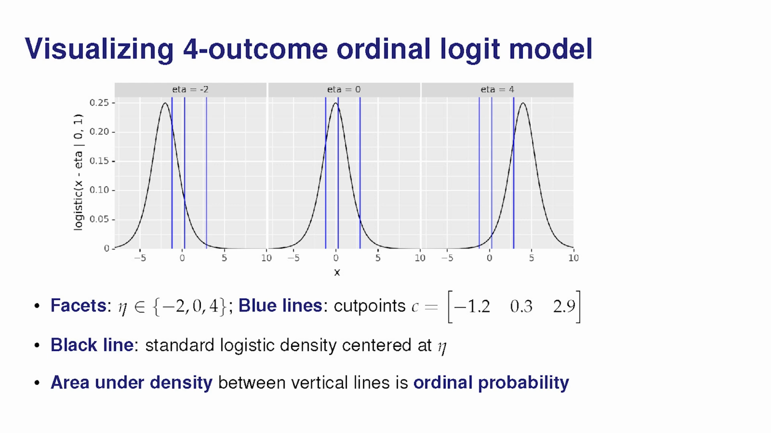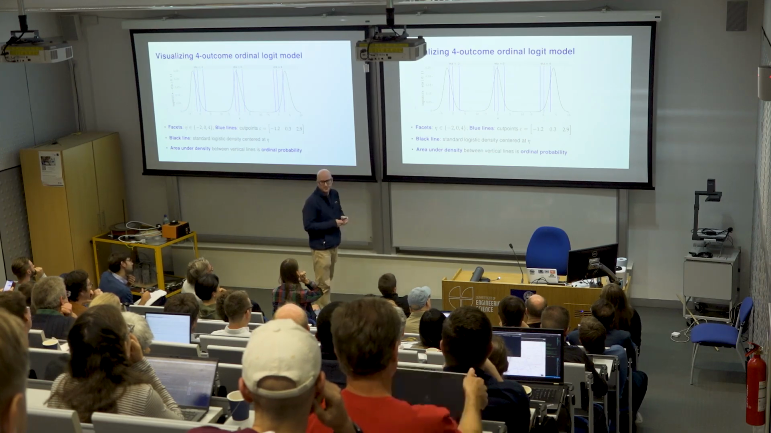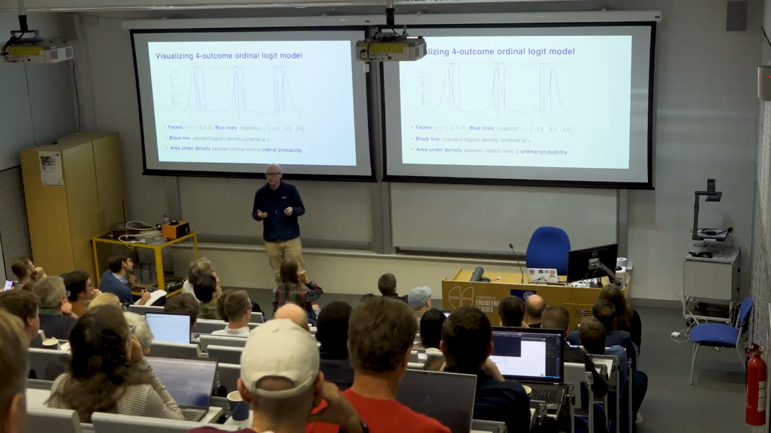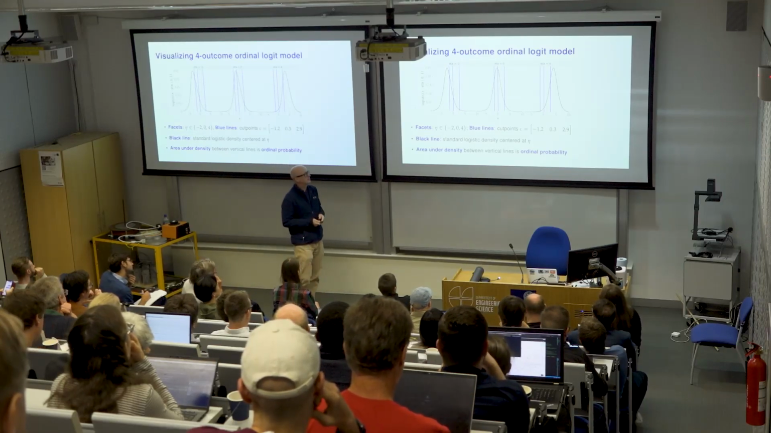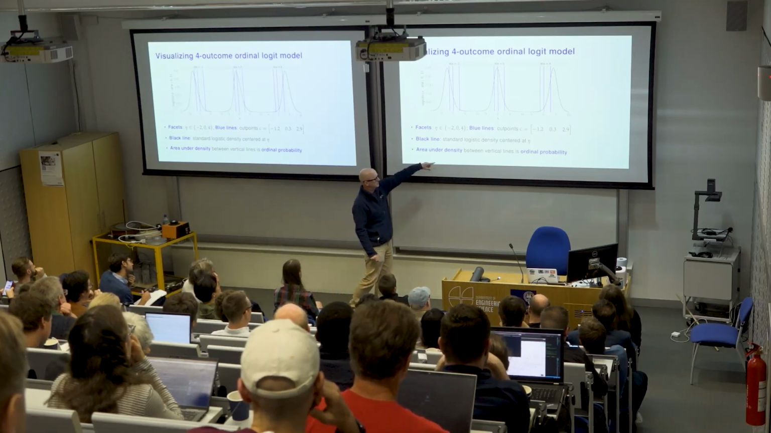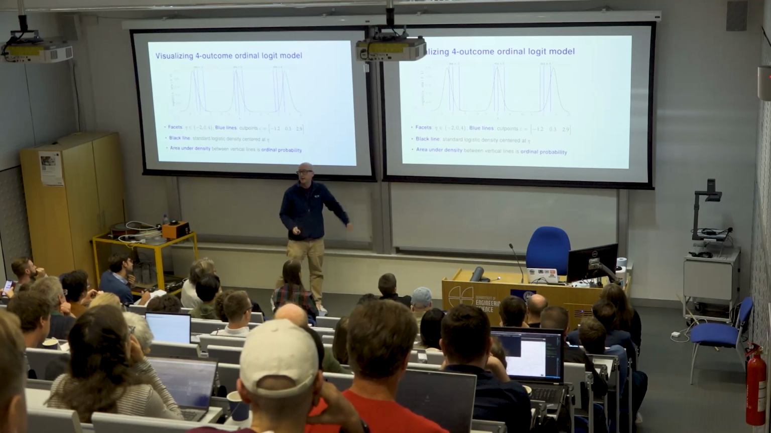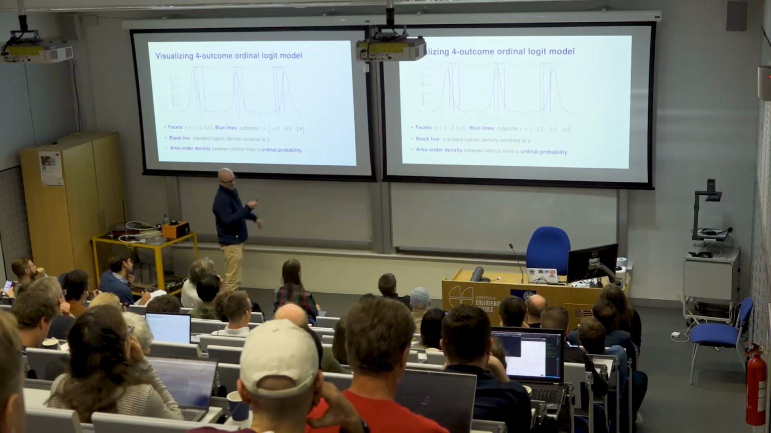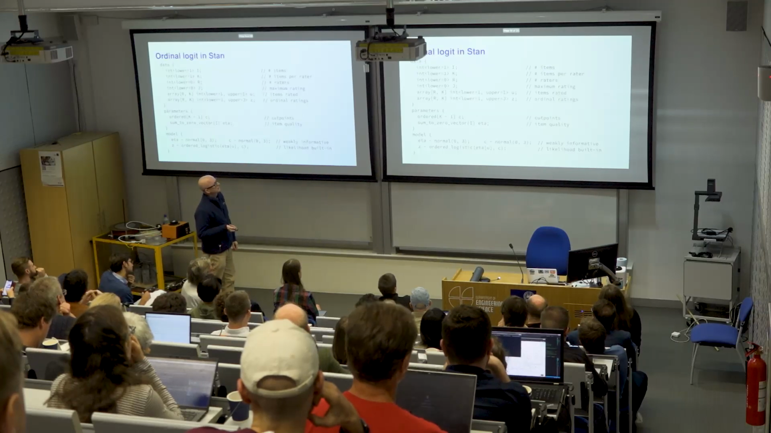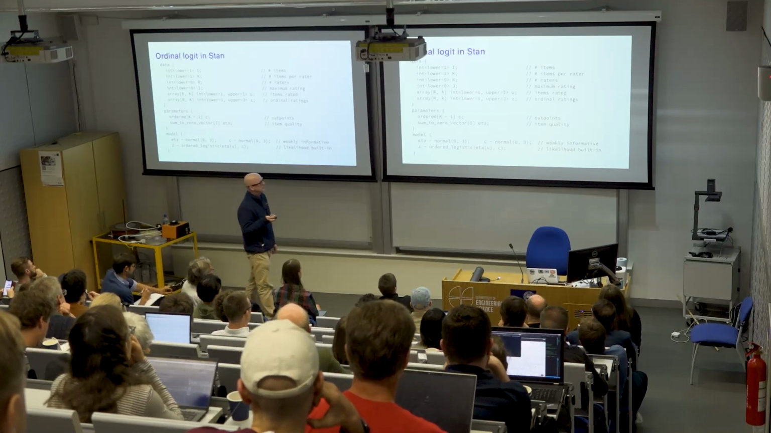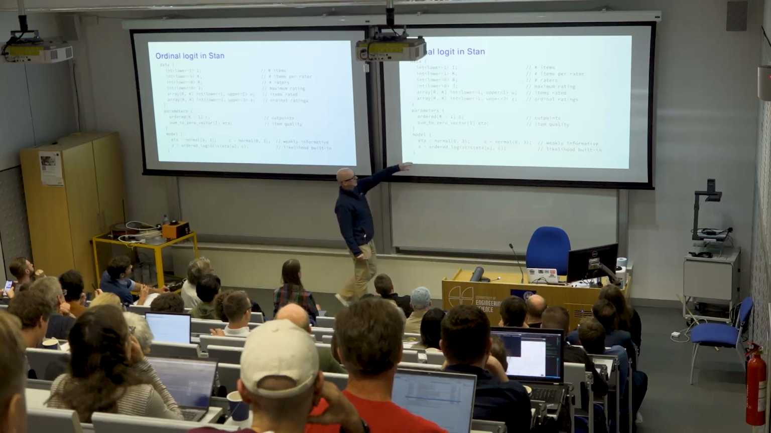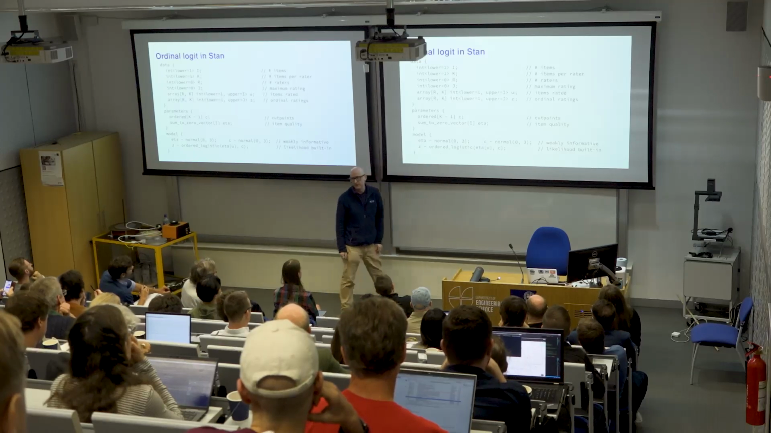It's just the area between the lines under the distribution curve. That's the proportion to which you choose these things. So the area under the density between the vertical lines corresponds to the probability of choosing that item. Right? It's all standardized because it's a standard distribution. Right? So the ordinal logit in Stan is really simple because we have the ordered logistic distribution built in.